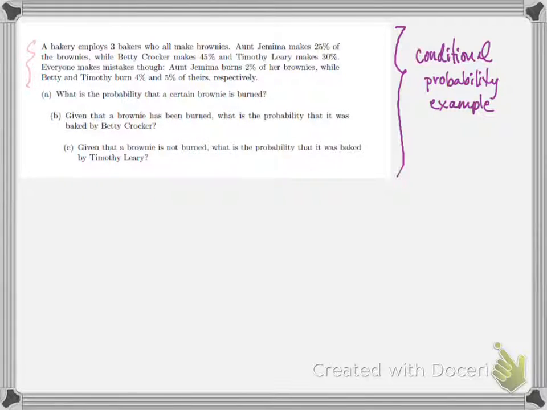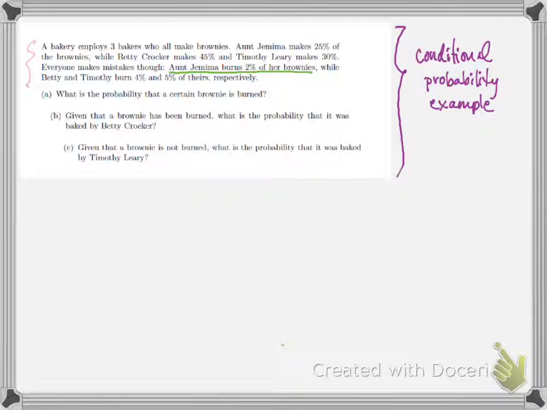of theirs respectively. All right, so this is a great example of conditional probability, even though it doesn't say conditional or "given that," but it is in here. So for example, this statement right here, Aunt Jemima burns 2% of her brownies, really means that given that it's Aunt Jemima, her brownies will be burnt 2% of the time.